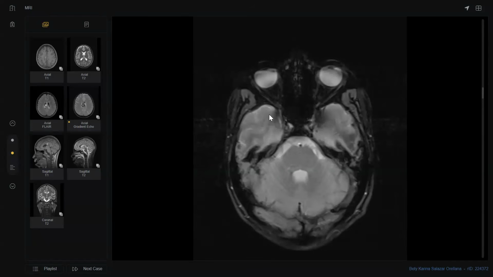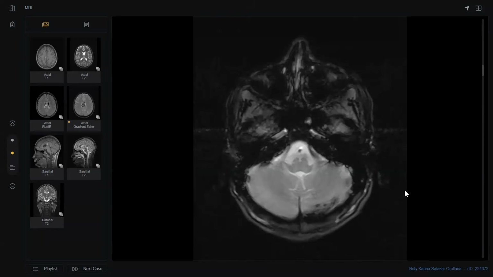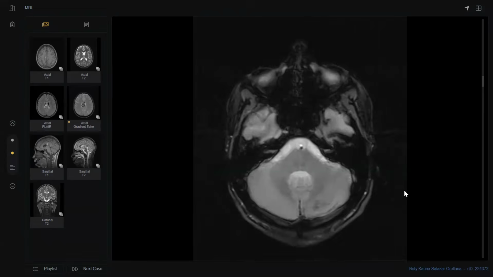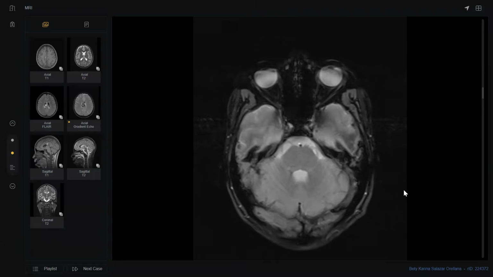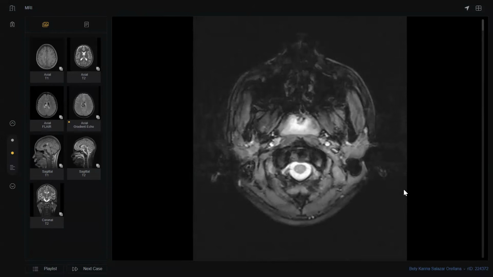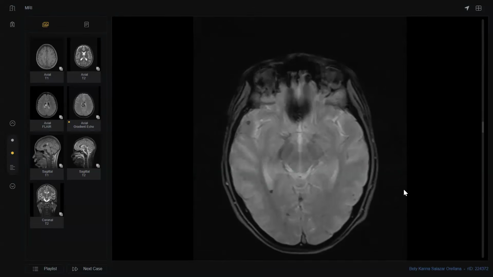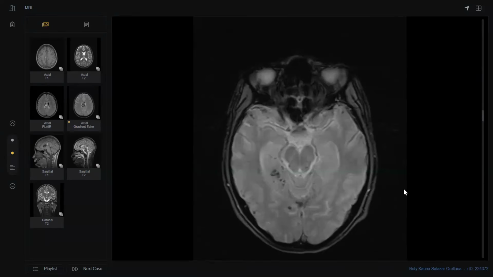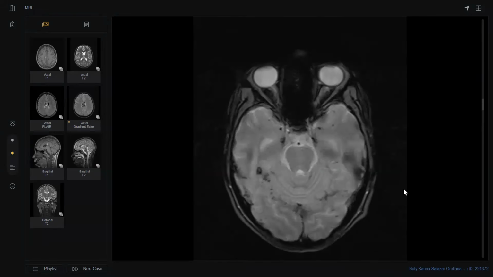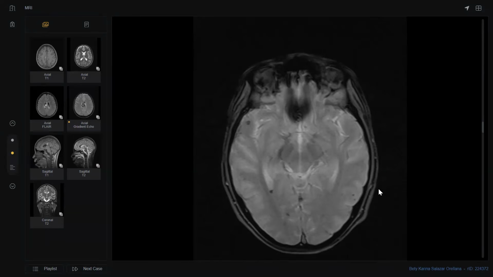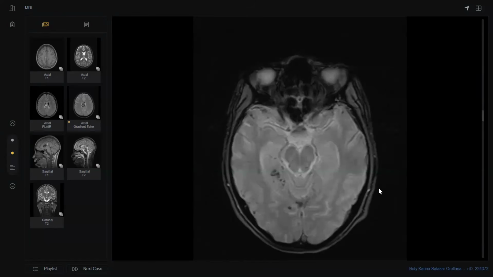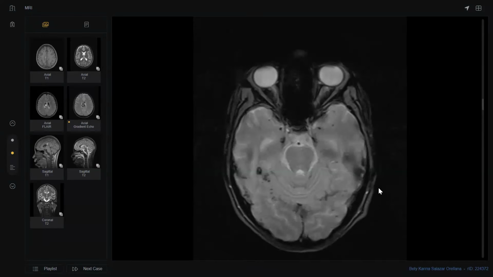Okay, on SWI images, I can see no blooming in the brainstem. Look again, please. Stop at the tectal plate. Yes, there is a small focus of blooming in the tectal plate, yes. So it's grade 3. Okay.